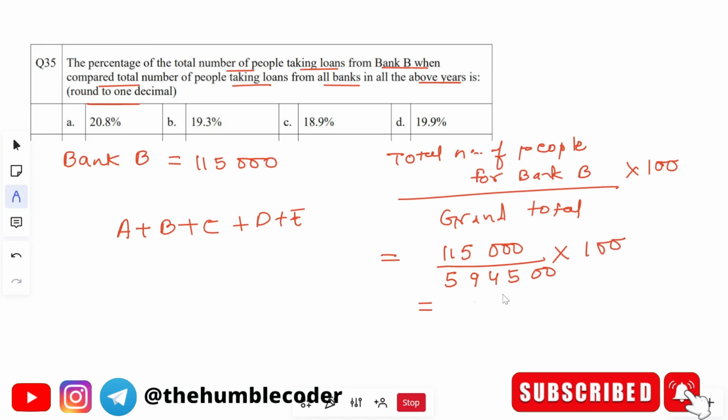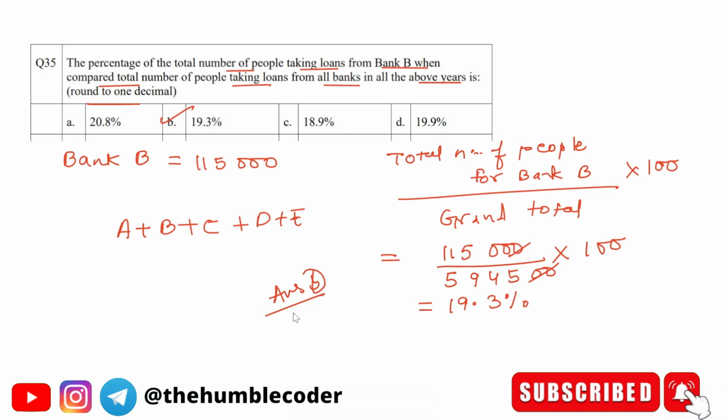When you finally solve it, this will get cancelled with this, and further when you solve it, you will get final percentage value as 19.3%. So the correct answer for this question will be option number B, that is 19.3%. Hope you have understood it. For any doubts, you can ask me in the comment section.